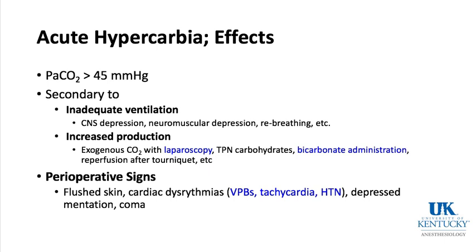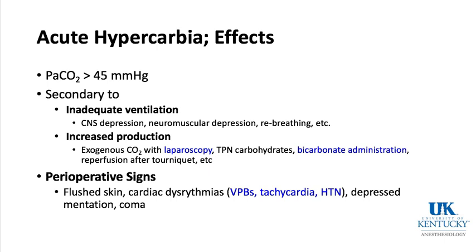The perioperative signs of acute hypercarbia are vasodilation, flushed skin, extra beats of the heart, ventricular premature beats, often tachycardia and hypertension, a patient who isn't thinking clearly in the recovery room with depressed mentation and has flushed skin and is hypertensive, tachycardic, and sweating. That would be the classic signs of hypercarbia.